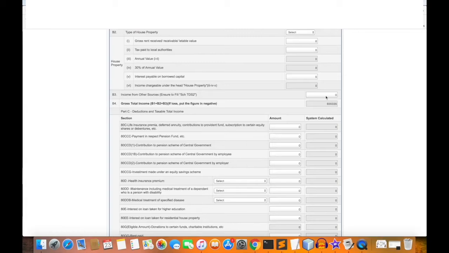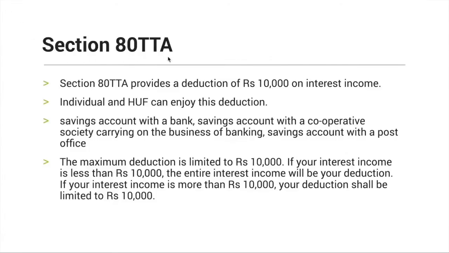Under section 80 TTA, we can claim a maximum of 10,000 rupees for savings account interest. So we'll try to cover that also. Now let's see about section 80 TTA. This is an important section for people who are earning interest from a savings account. Section 80 TTA provides a deduction of rupees 10,000 on interest income. So you can claim up to a maximum of 10,000 on interest income from a savings account.